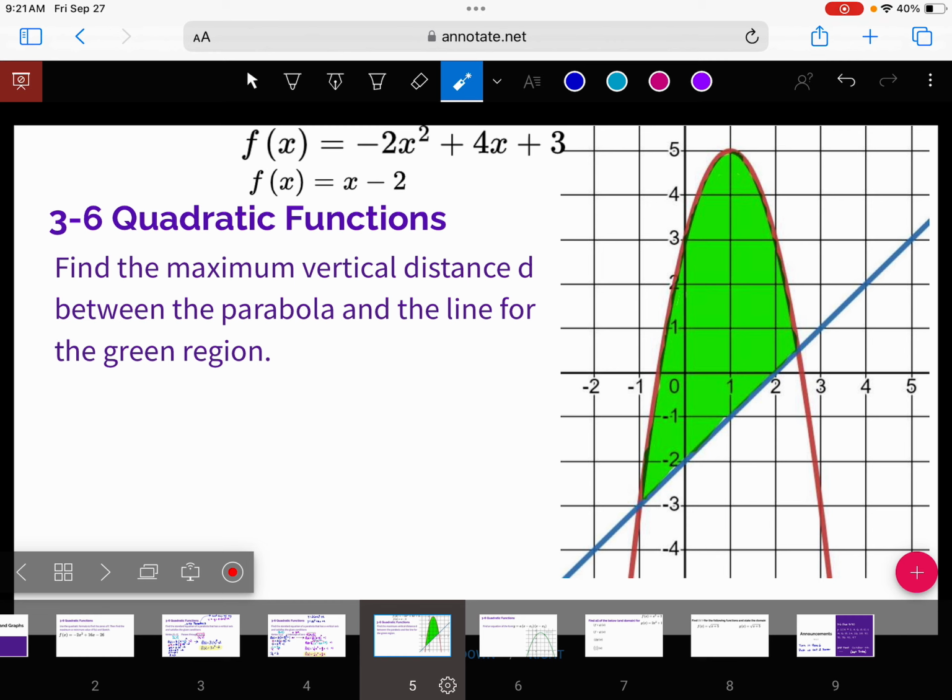All right, so there is a question like this on the homework, and I want to say it's question number 36. Number 36 is like this on the homework. They ask us to find the maximum distance between the parabola and the line in that green region, meaning we're only looking there. What we're not going to do is start throwing out the distance formula. That's not the vibe.